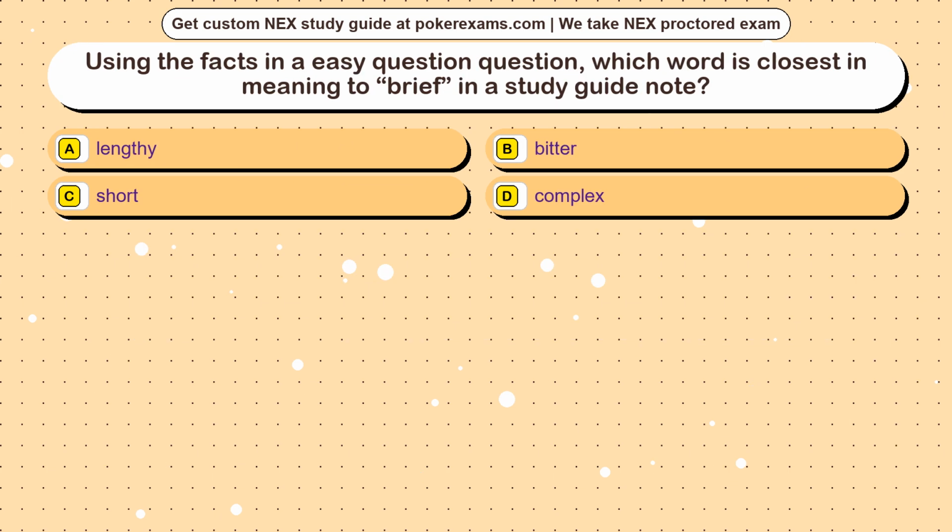Question 16. Using the facts in an easy question, which word is closest in meaning to brief in a study guide note? Option A, lengthy. Option B, bitter. Option C, short. Option D, complex.